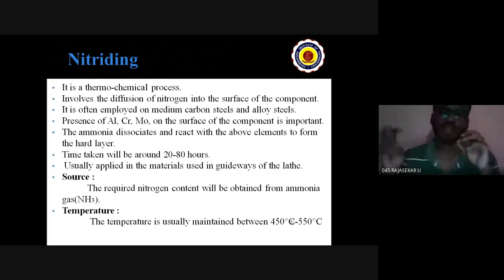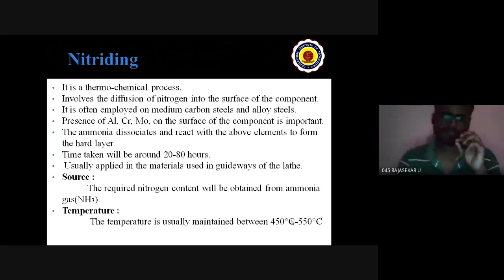Usually, the presence of aluminum, chromium, and molybdenum on the surface of the component is preferred, as we get an effective hard surface. Then the ammonia dissociates and reacts with the above elements like aluminum, chromium, and molybdenum to form the hard layer. The time taken will be around 20 to 80 hours. It is usually applied on guideways of lathes, which is one of the applications I have given.